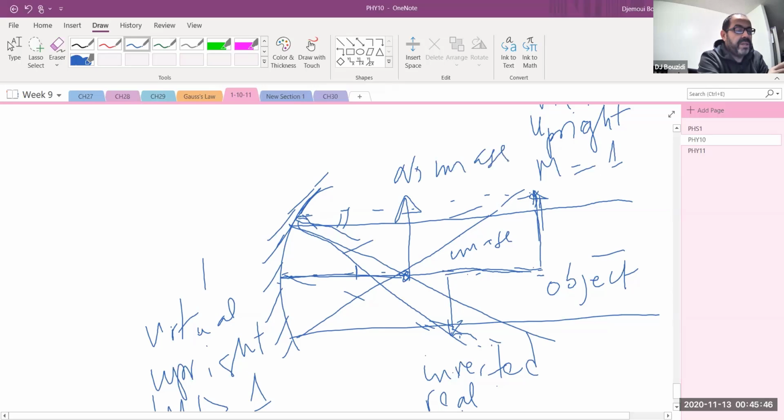Or the image is at infinity, very far away, cannot reach it. It's on the other side of the universe. So this is for a concave mirror.